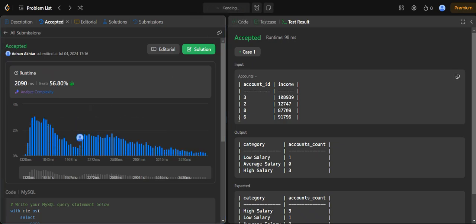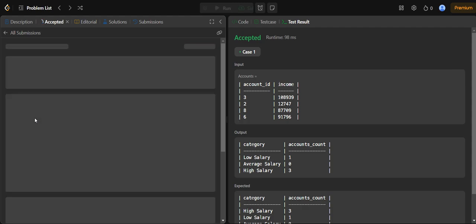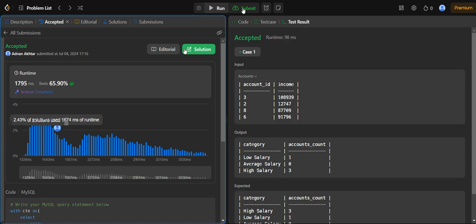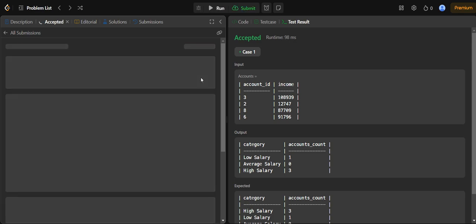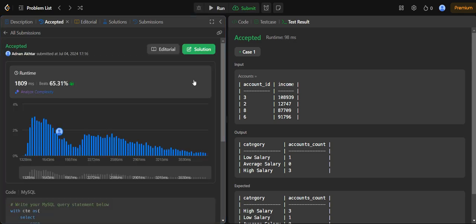56. Oh no. Come on, give me 80% above. 65 again. Last time I'm trying. 65 still. Sometimes the same query gives more than 80%. I don't know why this is happening.